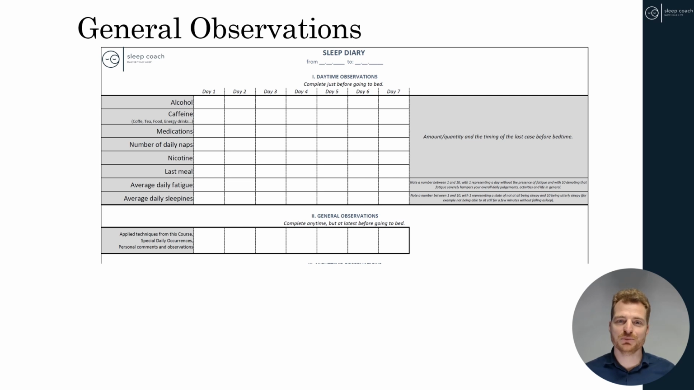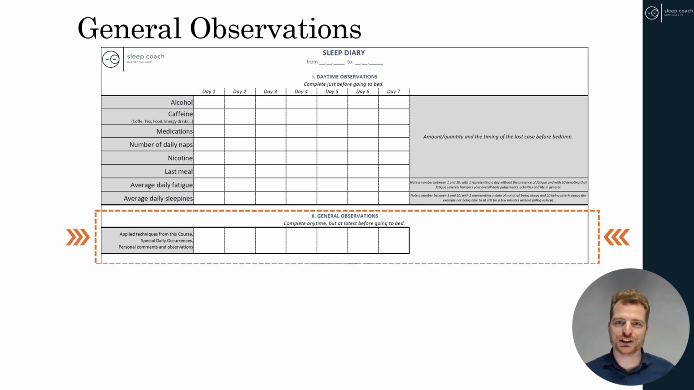Next section of the sleep diary are general observations, or a section for notes. Here you write your comments, observations, special daily occurrences, or what new techniques from this program you have implemented in your life. Why? So that you will be able to retroactively, meaning looking backwards, analyze what was happening with you, what you have tried, and what led to specific outcomes.